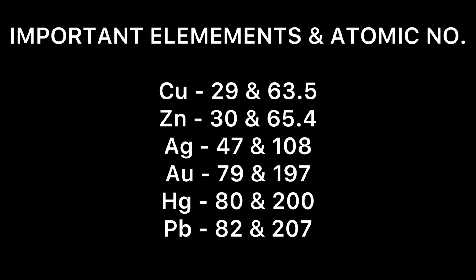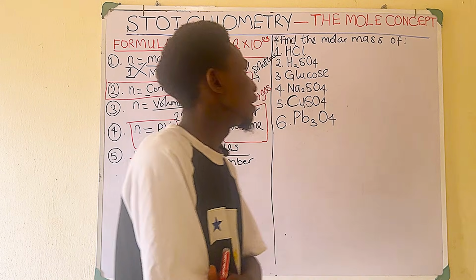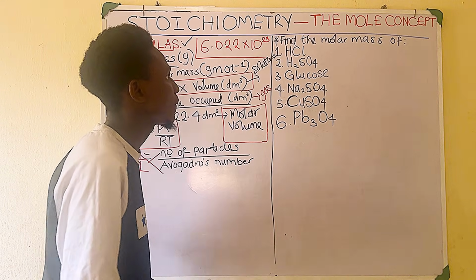So these are the important atomic numbers in your O-level chemistry, and their masses. So copper, zinc, silver, gold, mercury. They are very, very important for your O-level chemistry. All right, so just master those. Now, let's quickly go back to our question.